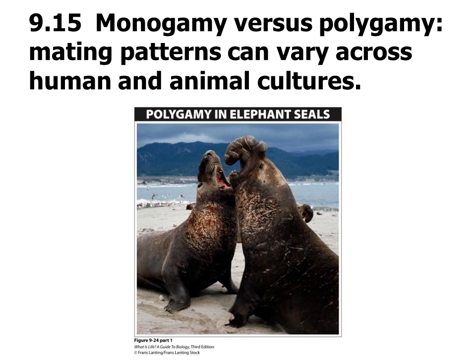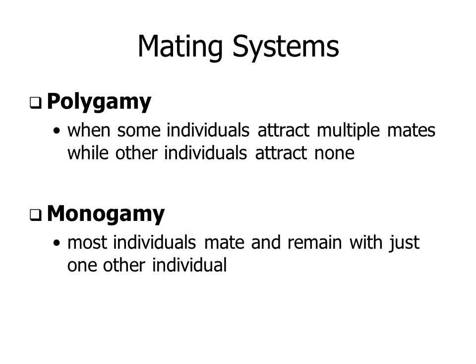This has consequences on monogamy versus polygamy. So mating patterns have everything to do with evolution. They can vary across human and animal cultures. Polygamy and monogamy are two types of mating systems that describe the patterns of mating behaviors in a species. It is called polygamy when some individuals attract multiple mates with other individuals, while other individuals attract none. Polygamy can be contrasted with the case of monogamy, in which most individuals mate and remain with just one mate.